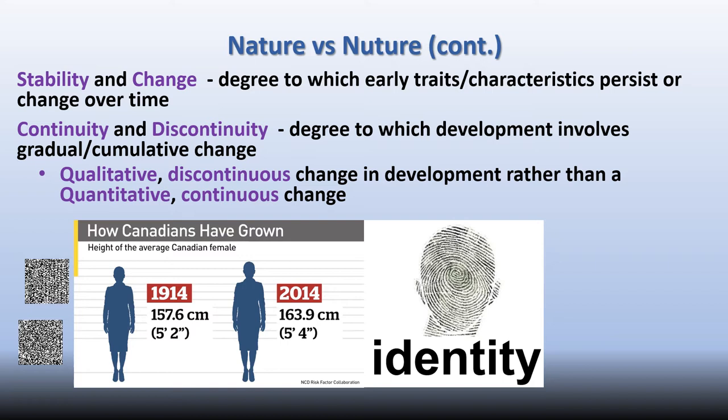And so quantitative, a simple way to remember it: the word hidden in there is quantity, and quantity means number. Whereas qualitative is like the quality. It means the actual nature of it is different. And that's why I have the word identity.